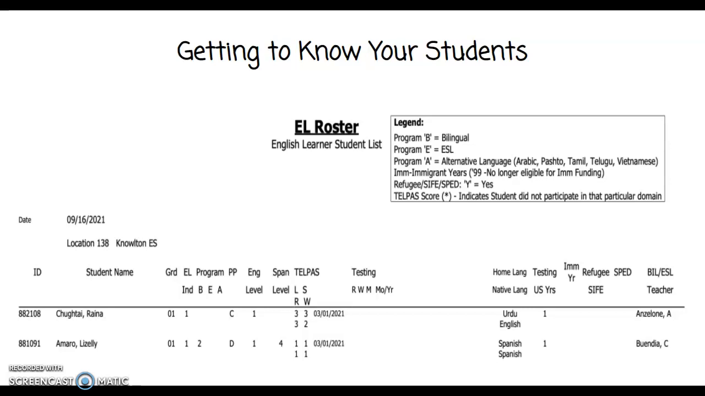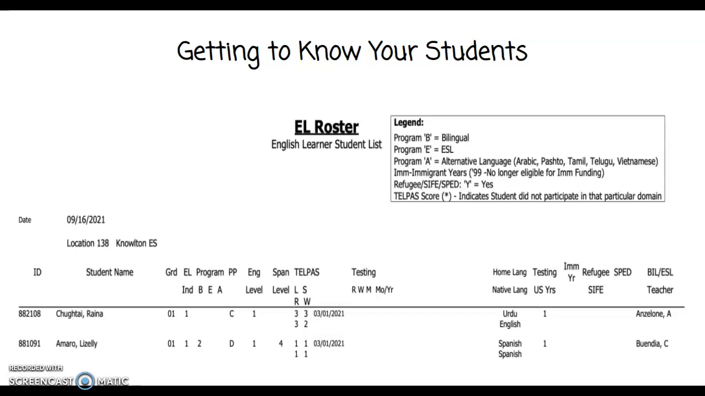Getting to know your students. In the next week or so, you will be receiving a folder with your EL roster in it. In your EL roster, you will find very important information about your students and their acquisition of language. The EL roster this year, they've added a legend, so there you can see what the different codes mean.